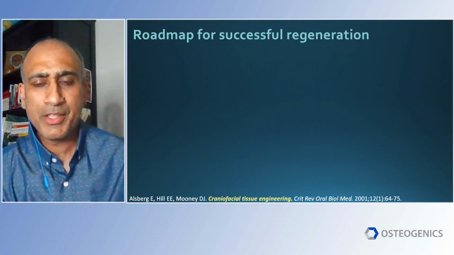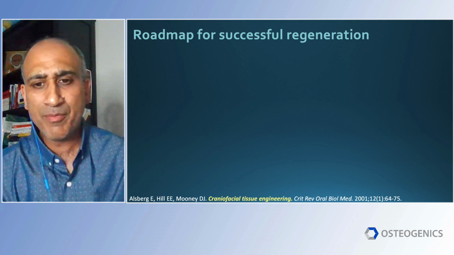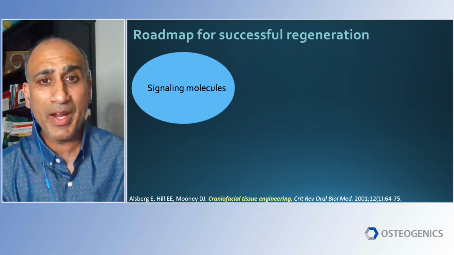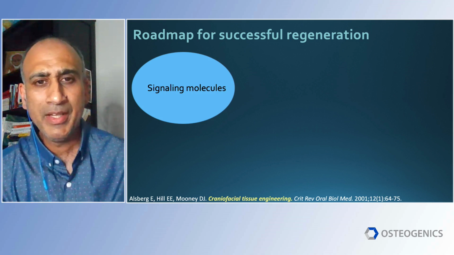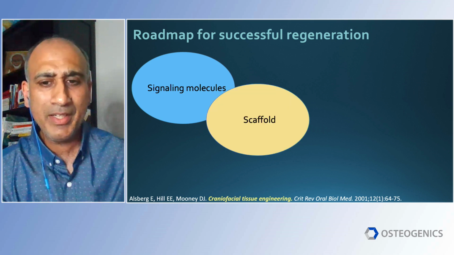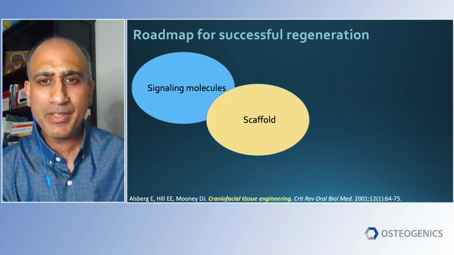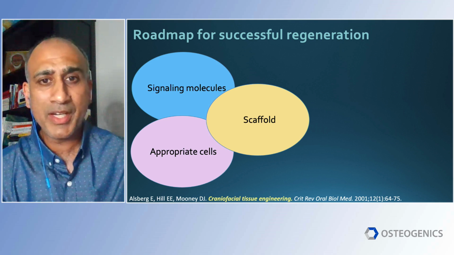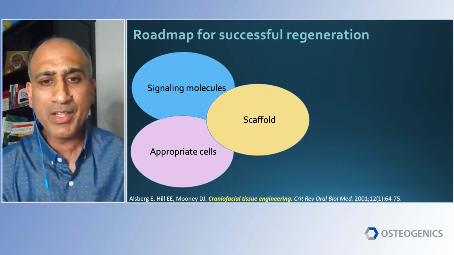In order for us to achieve successful regeneration of bone, we need to be cognizant of what we call the regenerative triad. We need to have signaling molecules. In the case of bone regeneration, that refers to osteoinductivity. We need a scaffold, which refers to the property of osteoconductivity, and we need to have appropriate cells. Ideally, we'd like to have osteogenic cells, such as osteoblasts, as part of our bone grafting cocktail.